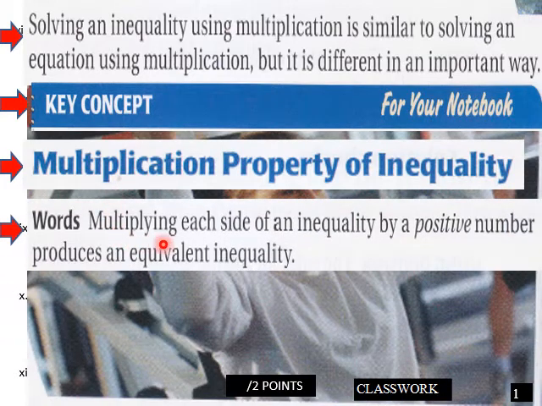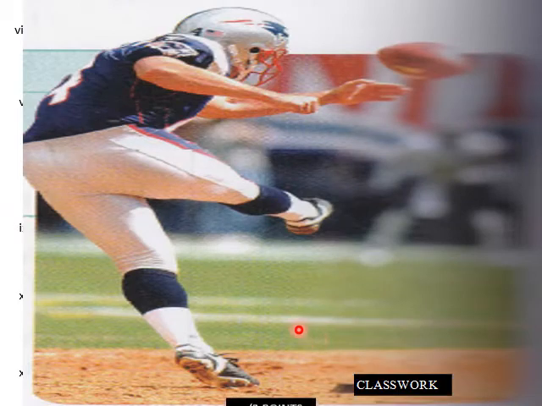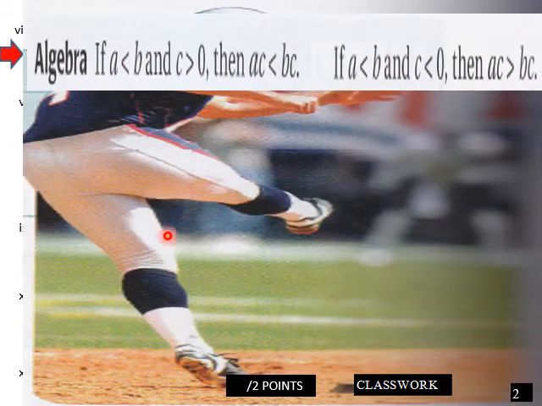Multiplication property of inequality. Multiplying each side of an inequality by a positive number produces an equivalent inequality. Multiplying each side of an inequality by a negative number and reversing the direction of the inequality produces an equivalent inequality. So we have to reverse our sign.